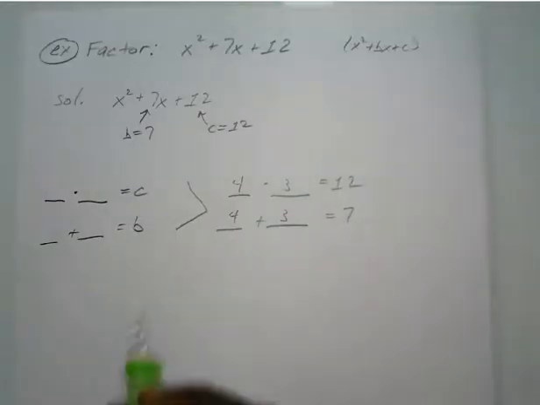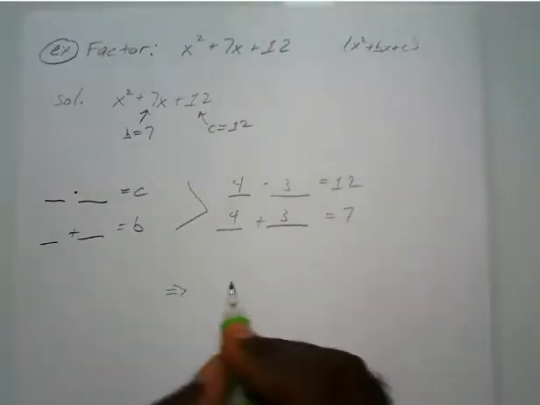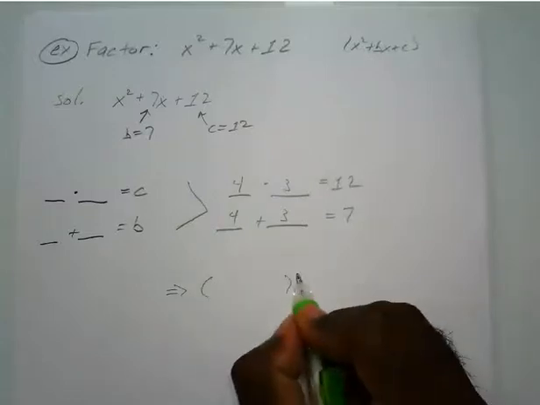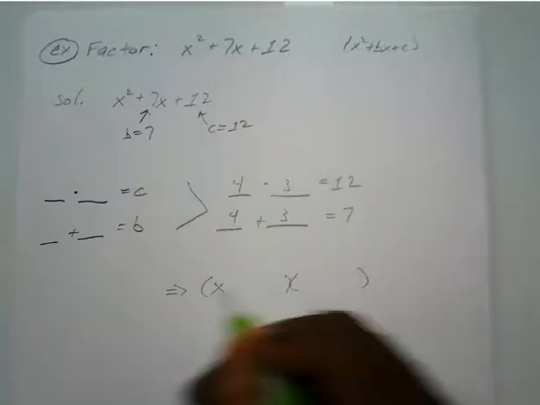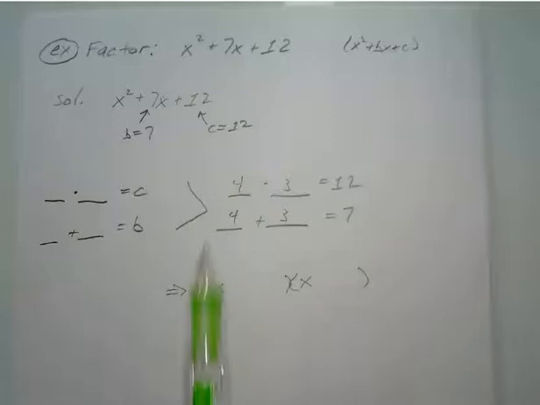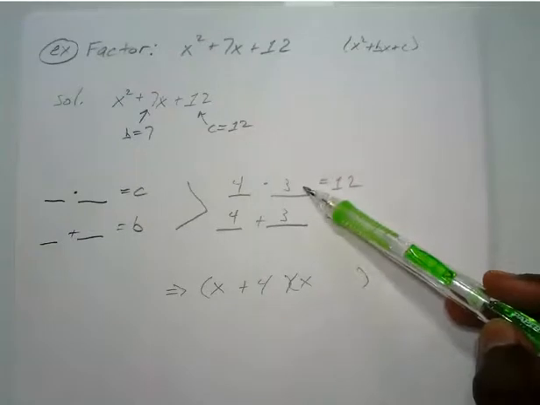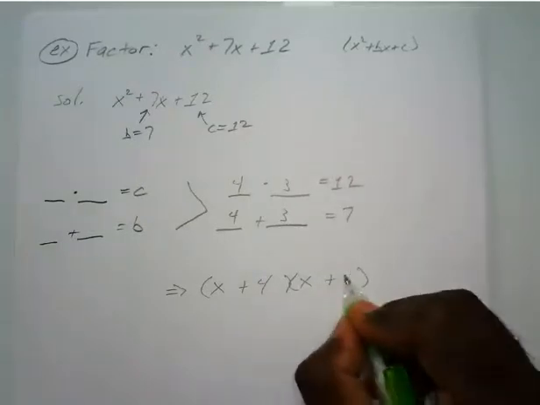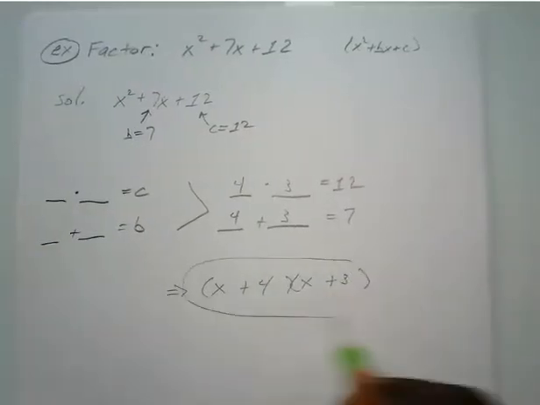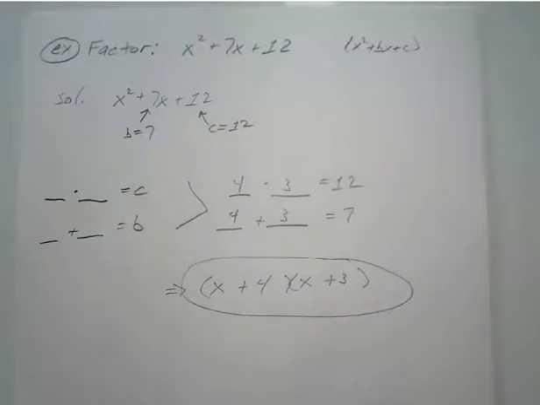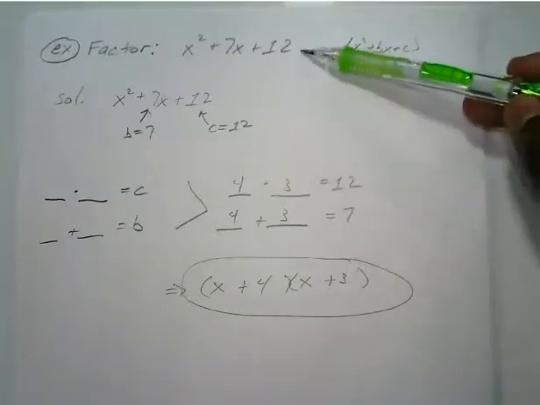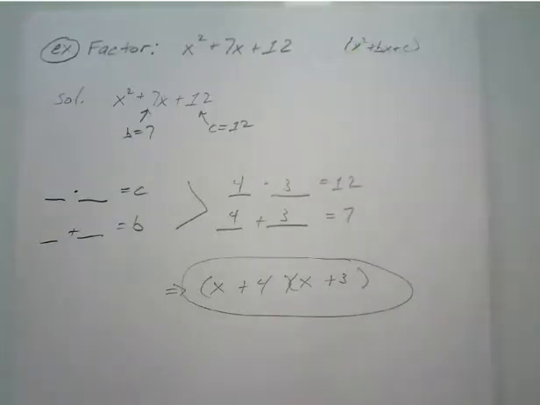Now we go to our next step, which means we're going to put our x values here. Since this is a positive 4, this is going to be x plus 4. And this is a positive 3, so it's going to be x plus 3. And that's your factor. If you do the FOIL method, you'll see you end up right back where you started.